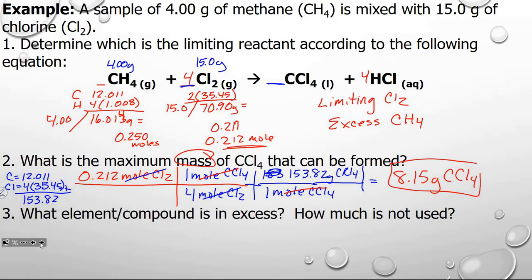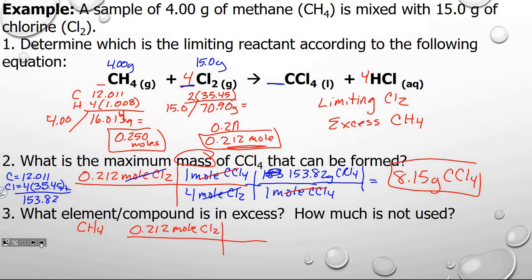Okay, now, here's where it gets a little tricky. Not too bad, because we can go back, and as long as we've written these down, it's not too hard. Okay, what element or compound is the excess? We found that already. That's CH4, right? How much is not used? So now we've got to go backwards. So if we take that 0.212 moles again, which was of Cl2, we want to find out how much CH4 was used. So we're this time going to use this and this as the ratio to go backwards.